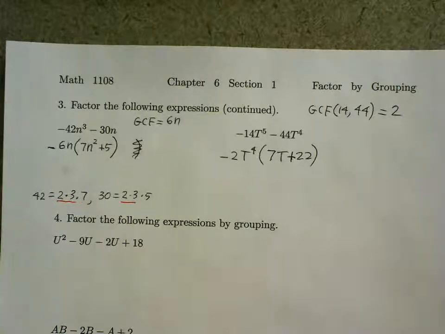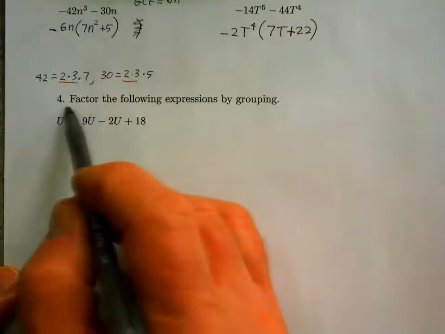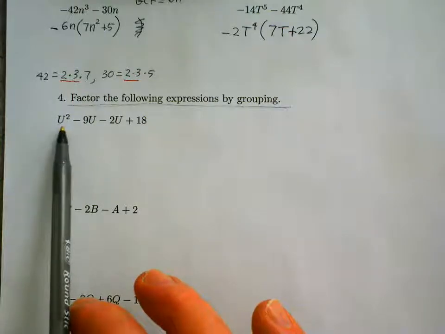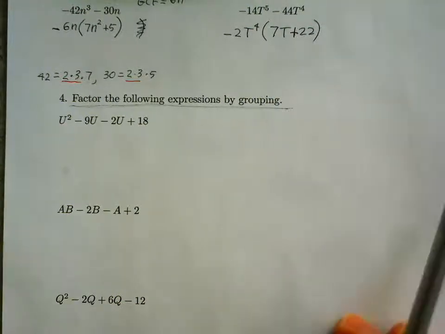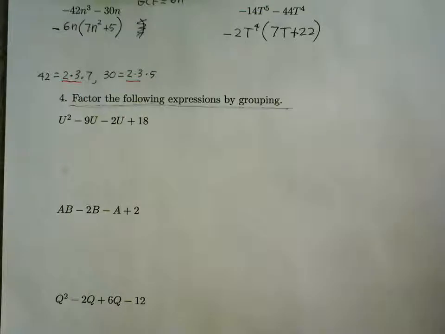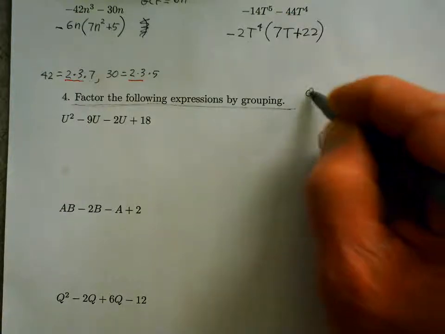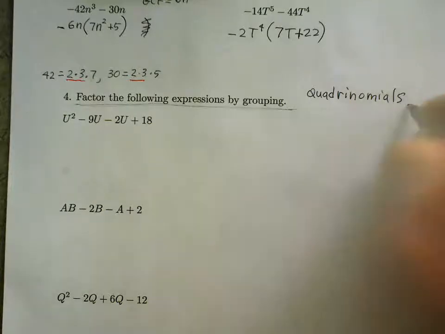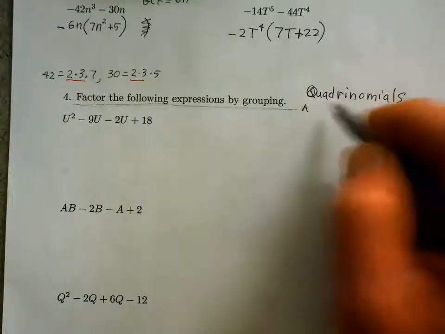Okay, the next exercise, we want to learn a technique that we can sometimes apply when we are trying to factor a quadrinomial, or a polynomial with 4 terms. So the 4 examples that follow are all quadrinomials. So once again, that means a polynomial with 4 terms.